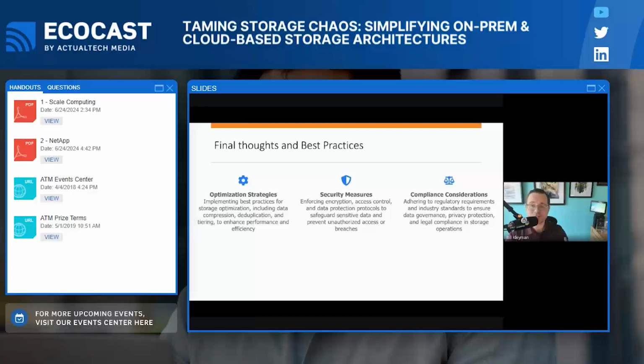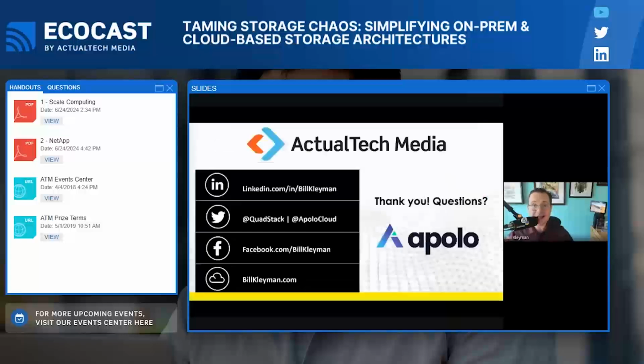So industry standards to ensure data governance, privacy protection, legal compliance, safeguarding sensitive data, preventing unauthorized access or breach. And again, sometimes when you're in the cloud, it's your job to deadbolt those doors and create a secure architecture. But again, it doesn't mean that data information always has to live in the cloud. You need to understand and find that balance, and working with good partners who help you understand how to tame that storage chaos is going to be a great avenue to getting a healthy data storage environment.